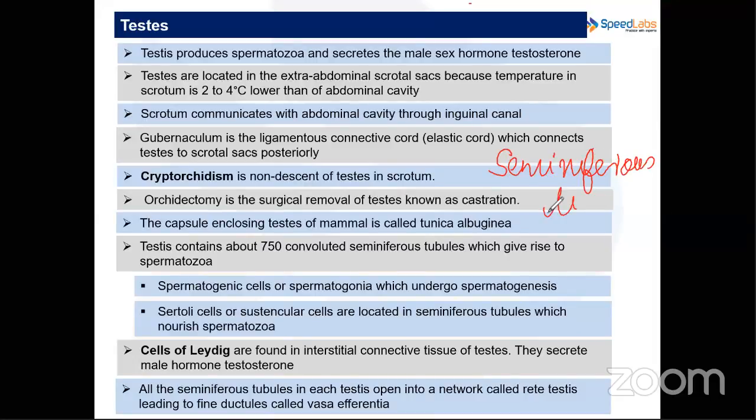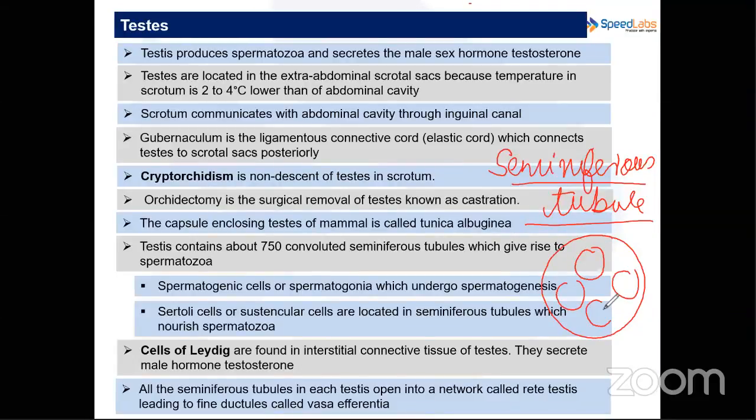Okay, so the TS of the testis is going to show you the seminiferous tubule, and what is there inside the seminiferous tubule we are going to discuss. When you take a TS of the testis, you will find these small circles are seminiferous tubules, and what is there inside the seminiferous tubule we are going to discuss in the coming slides.